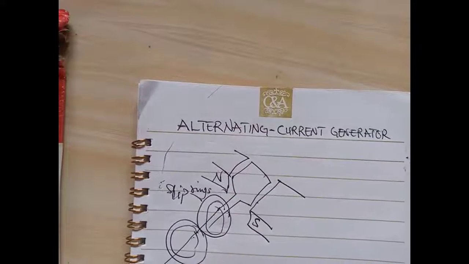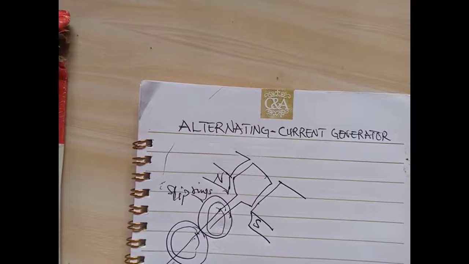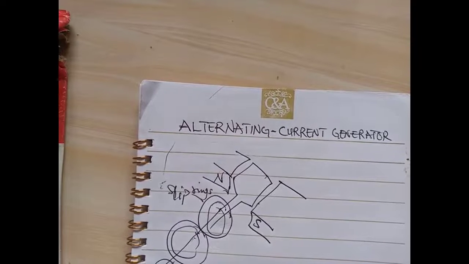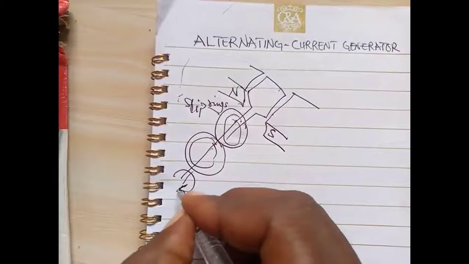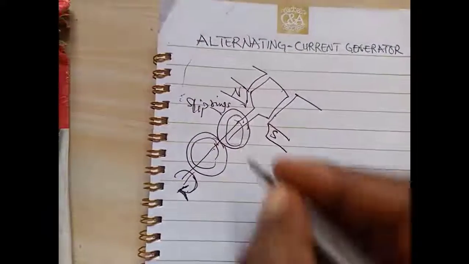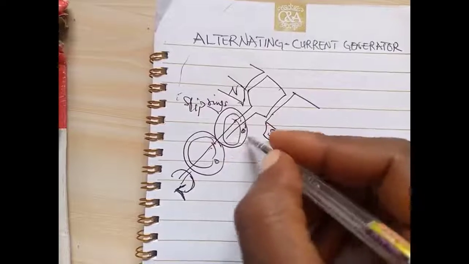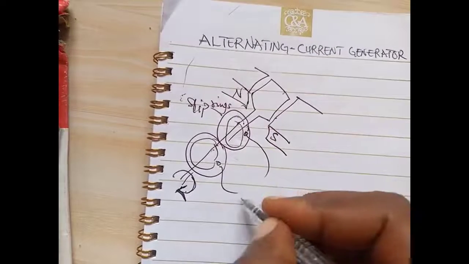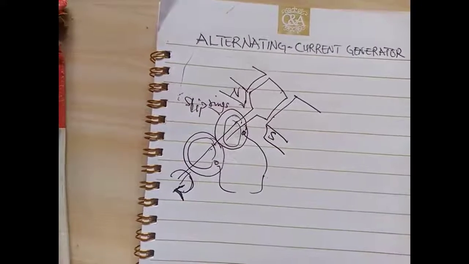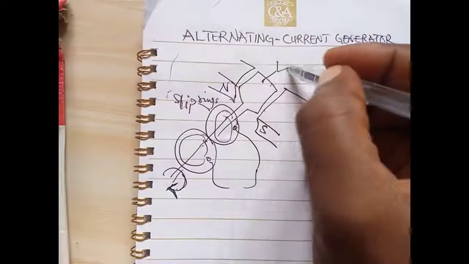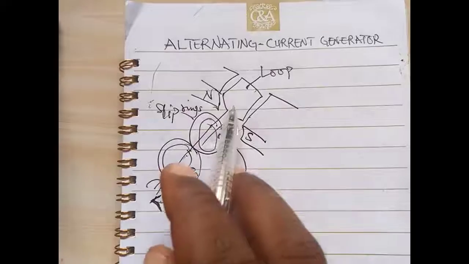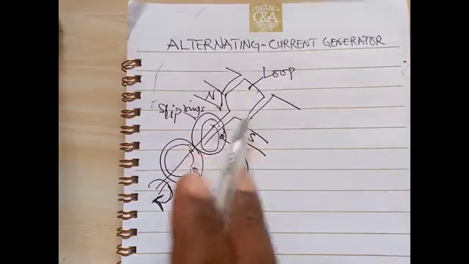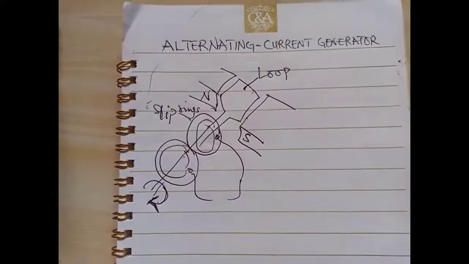We have a kind of external rotator here that rotates it in this direction. Now there's what we call a brush that connects it to an external circuit. Now this is the loop. So when this loop rotates in a magnetic field, current is produced.